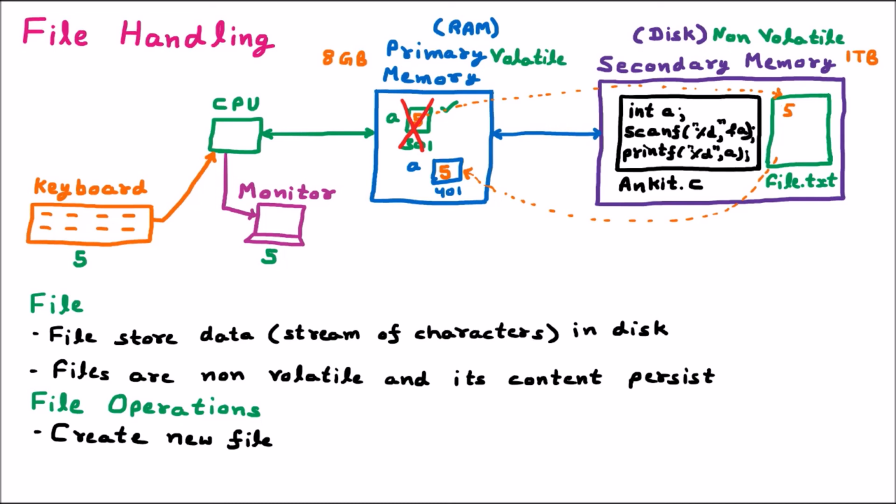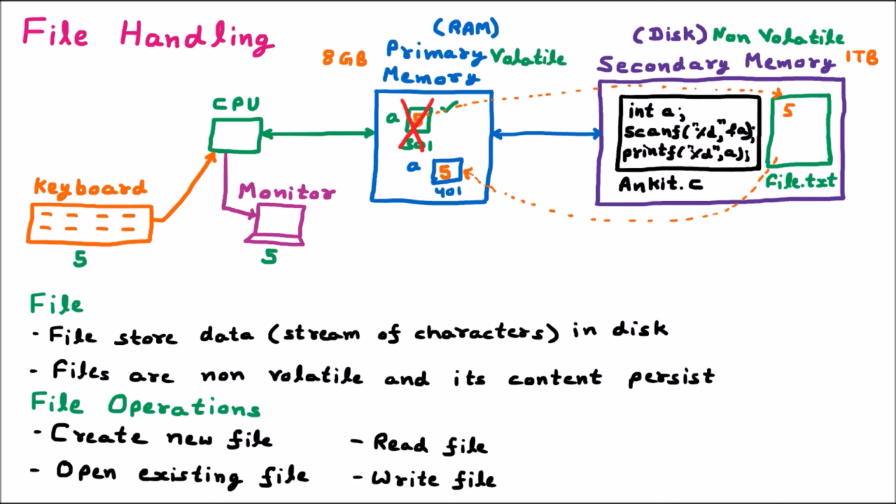That means you can open that file. After opening the file, you can read the file, so the next operation is reading the file. After reading, if you want to modify the file, you can write it. So the next operation is write the file. If inside the file you want to search for something, that is called seek. So you can seek the file. This is the operation where you can move to a specific location in the file.